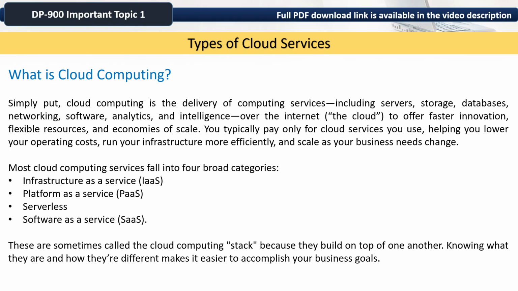Most cloud computing services fall into four broad categories: infrastructure as a service, platform as a service, serverless, and software as a service. These are sometimes called the cloud computing stack because they build on top of one another. Knowing what they are and how they are different makes it easier to accomplish your business goals.